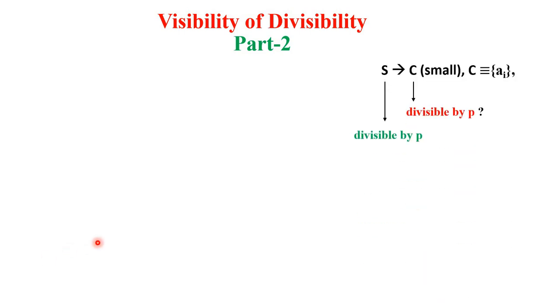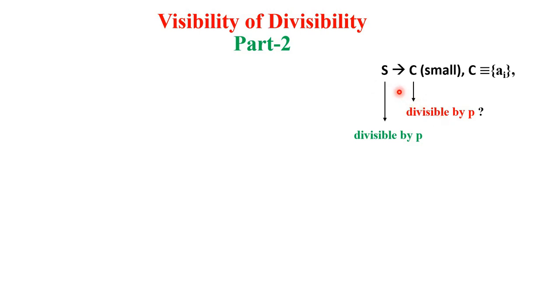Today we will be presenting part 2 of the ongoing series on visibility of divisibility. So we have already seen part 1, and there we have seen, for a given number, whether it's divisible by the prime p.